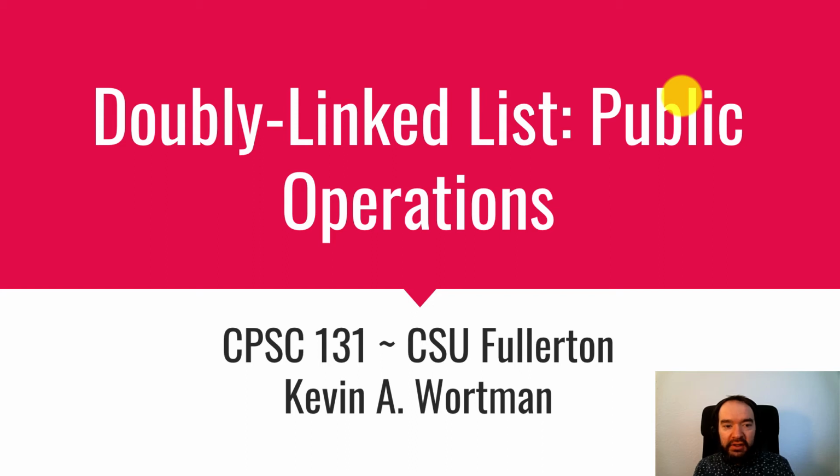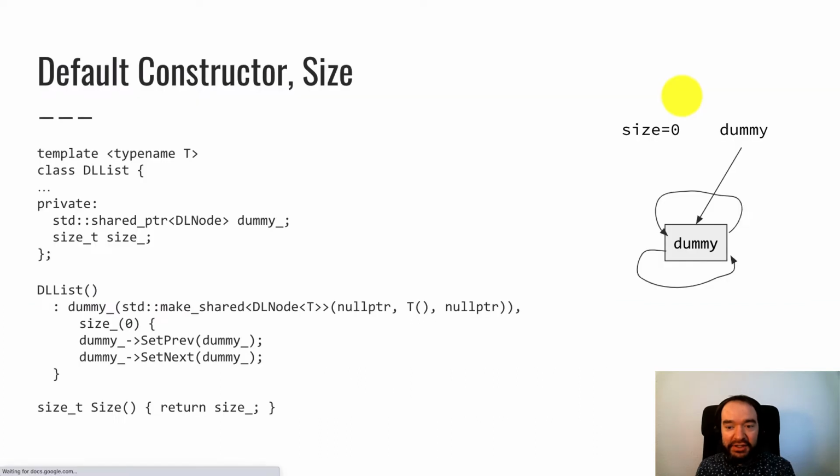Hi, this video continues our presentation of a C++ implementation of a doubly linked list. The previous video went over some private helper functions. Now we're going to use those to make the public operations that the client of our class can use. So first let's look at how we would declare the data types for the doubly linked list.